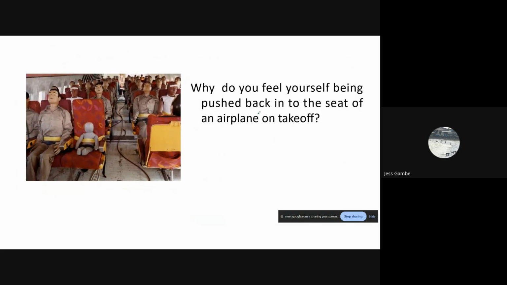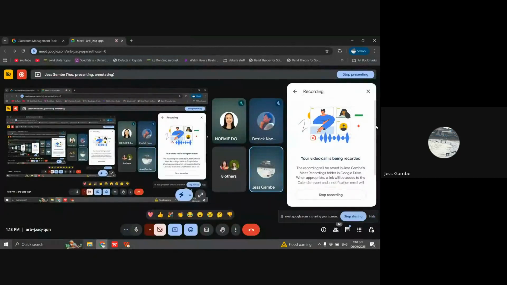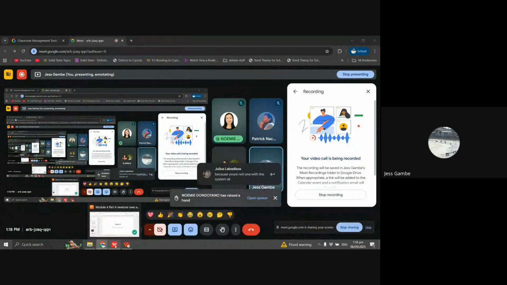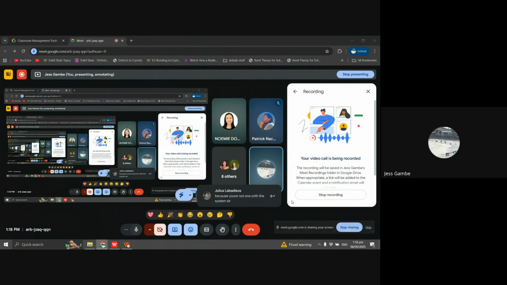So why do you feel yourself being pushed back into the seat in an airplane on takeoff? Anyone? Anyone? Oral lang sa tagay. Ah, Noemi has raised her hand.